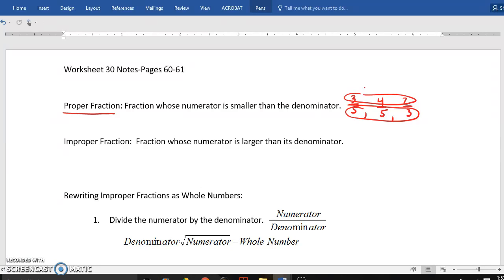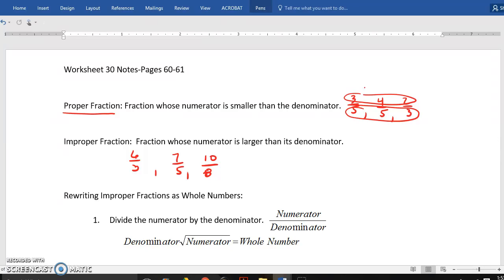Now, an improper fraction is a fraction whose numerator is larger than its denominator. So if you have 6/3, 7/5, or 10/8, all of these are considered improper fractions because the numerator is larger than the denominator.